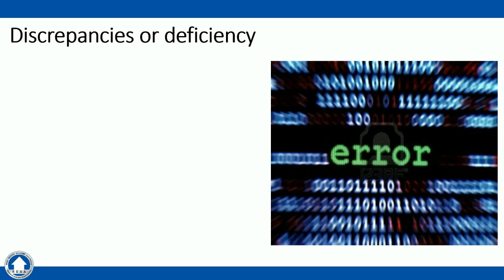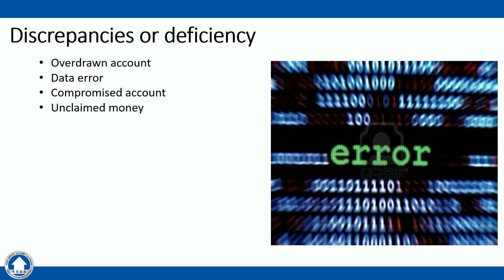If the bank account says one thing and the computer software or cash books say another, or money should be in the trust account to make a payment and it's not there, this means there is a discrepancy or deficiency in the trust account. This could occur for a number of reasons, being potentially an overdrawn account, or there could be a data entry error. It could be that the account has been compromised. Perhaps there's been a dishonest check or unclaimed money. More information on this topic is provided in the learner guide for the unit of competency for you to read.